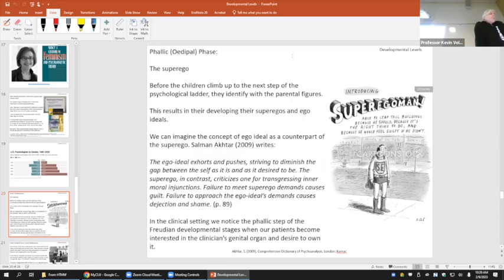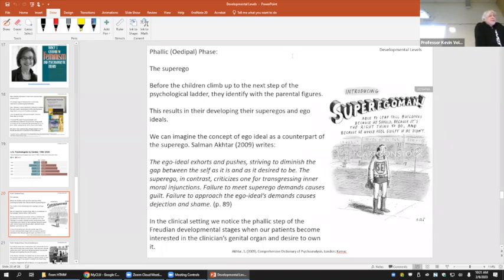Okay, in this Oedipal phallic phase, we can also talk about the superego a little bit. This has to do with identification with parental figures, and this results in developing superegos and ego ideals. The ego ideal is a counterpart of the superego. It's often not talked about when people talk about the superego, so it's worth spending a few minutes.